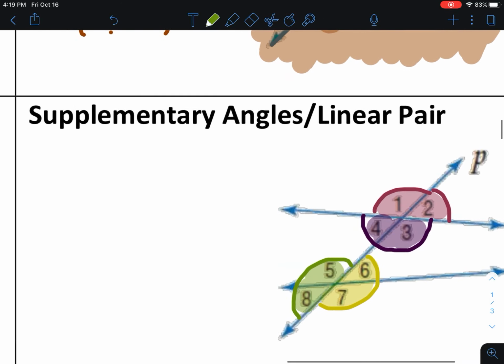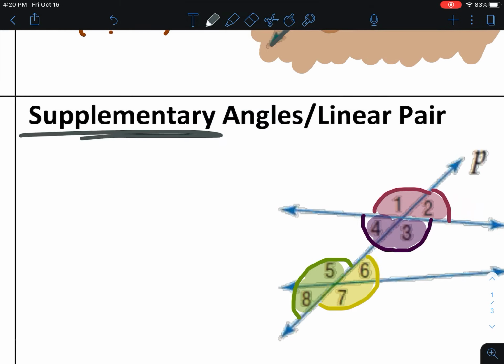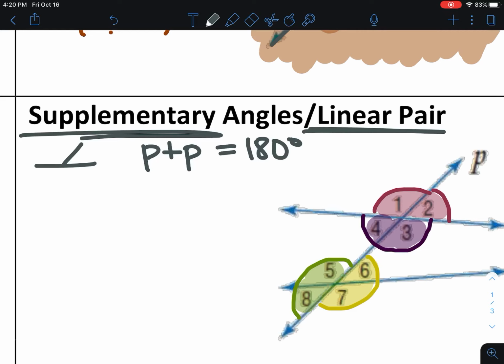Supplementary angles, aka linear pair. Don't forget that supplementary angles equal 180. So supplementary angles, linear pair, they both equal 180 degrees. So that would be part plus part equals 180. All right, so they're gonna look like this. So if we look here, I'll start with this one. These two angles, you see how they make a line? That means they're a linear pair, or you could also say they're supplementary. So the measure of angle 1 plus the measure of angle 2 is 180 degrees. Okay, so angle 1 and angle 2 are supplementary.